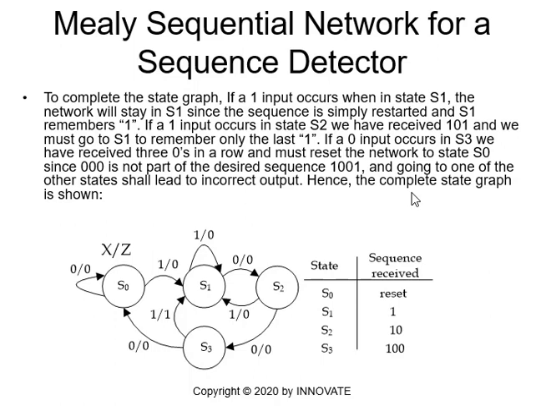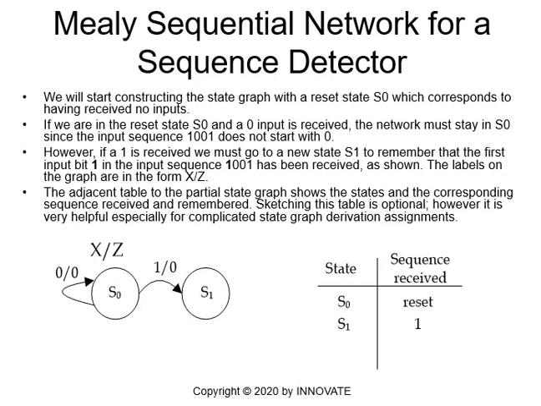Okay, so let's have a review of what we did. The sequence that we need to remember is 1001. Once we receive 1001, the output will be 1 and we will allow overlap. So I will start with the state S0. If I receive thousands of zeros, I will stay in S0, which is the reset state. But if I receive 1, I have to remember this 1 because this is the first bit in the sequence 1001. So I go to state S1. S1 will remember 1.